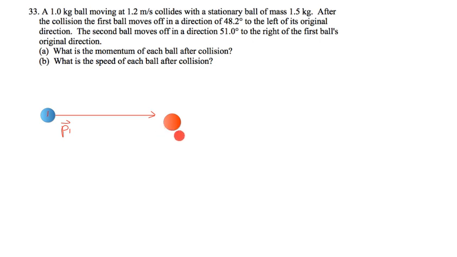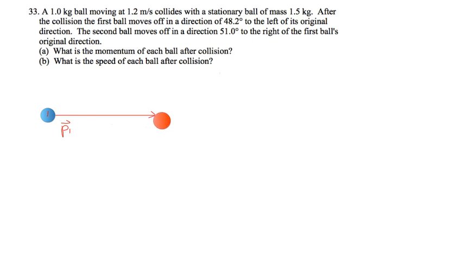After the collision, now this is important. After the collision, the first ball moves off in a direction 48.2 degrees to the left of its original direction. So that means it has to hit and go that way. If it went to the right, it would hit and go that way. So when I say left and right, if I'm moving in this direction, up is left and down is right. So this needs to be put so that the first ball will move left.